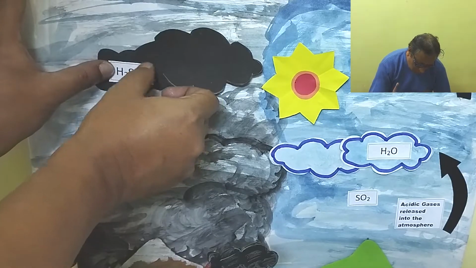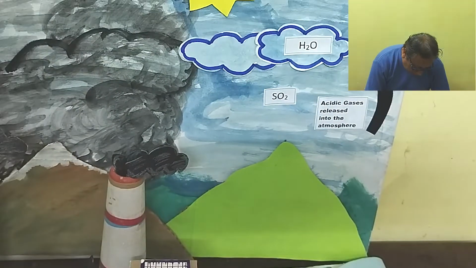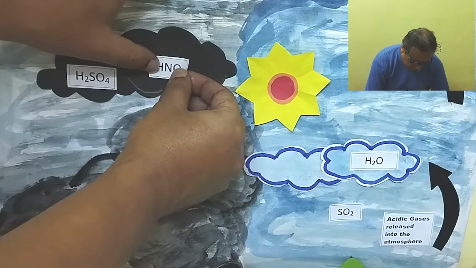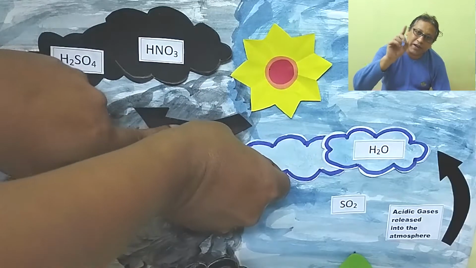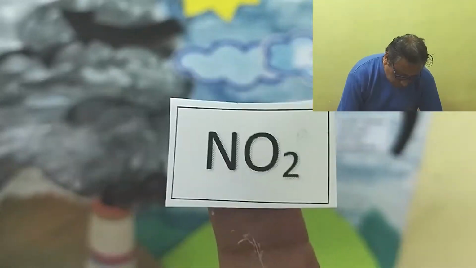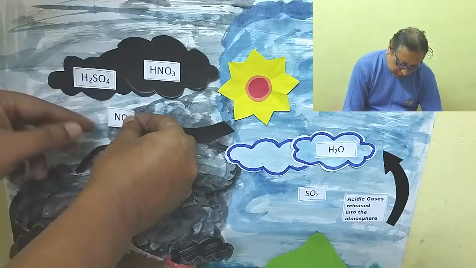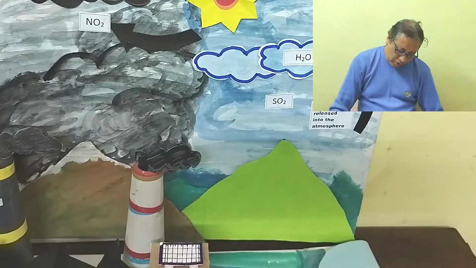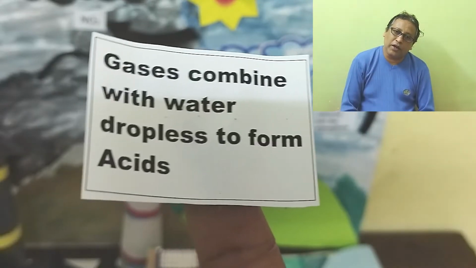H2SO4 means sulphuric acid. HNO3 means nitric acid. NO2 means nitrogen dioxide. It's called acid rain.